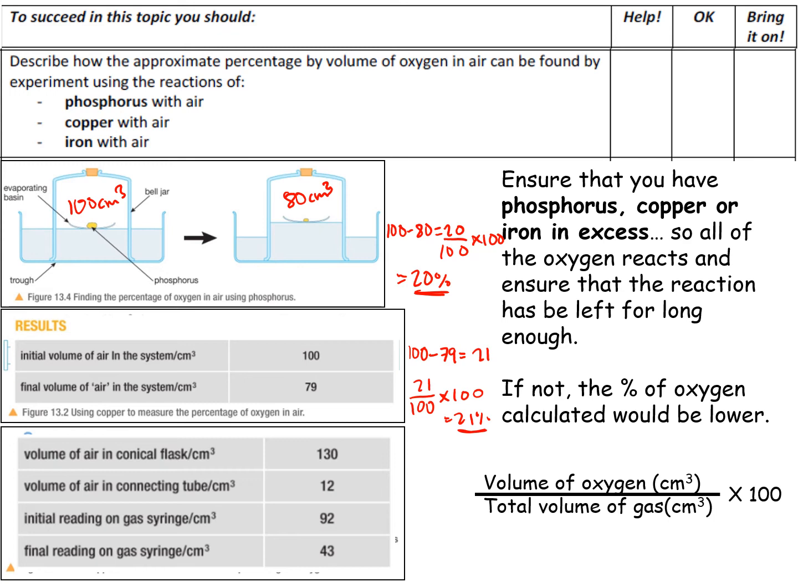Let's calculate the volume of oxygen first. So you've got initial reading on gas syringe is 92 minus 43, because that's the reading afterwards, and that equals 49. Now we can do 49 divided by the total volume of air in the system. That is 130 plus 12 plus 92. That was the total volume at the start, times by 100. Now you should get around 20.9%. Okay, 20.9%.